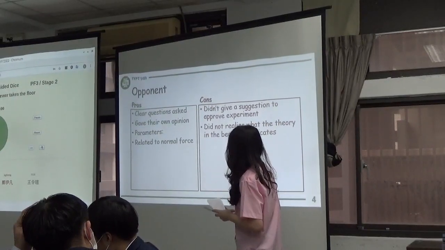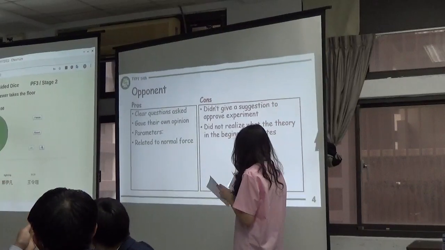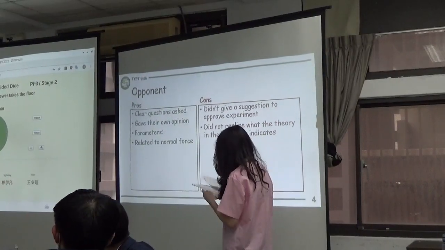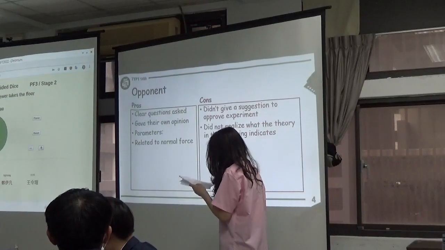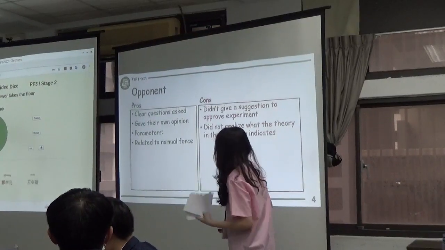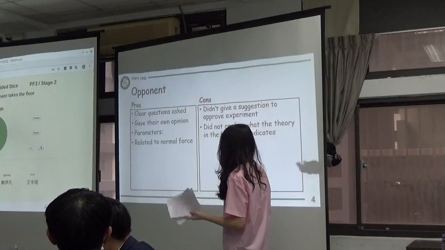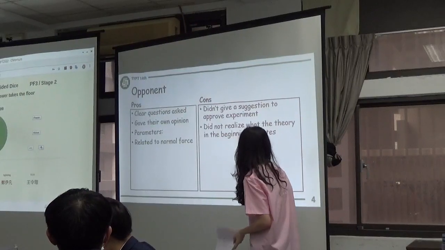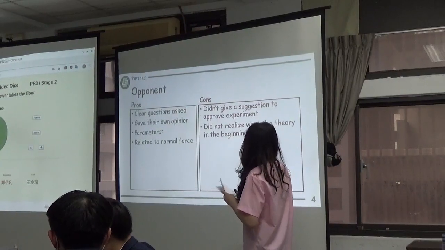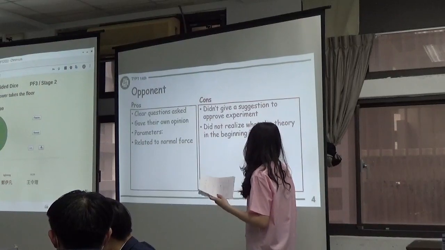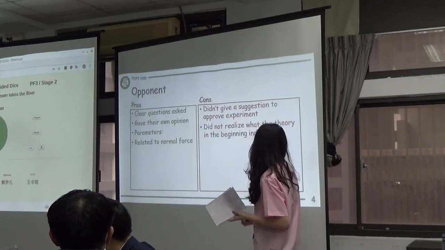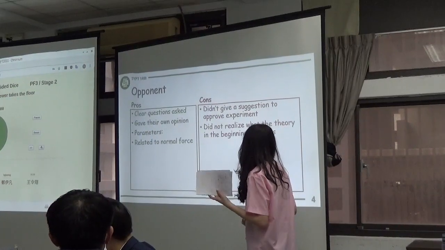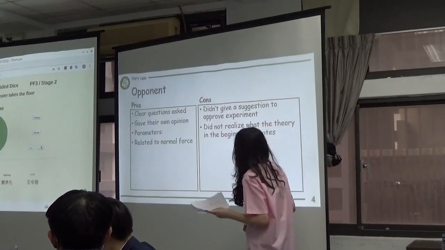He has a clear question asked, and he has asked about the weight of the dice and more variable about it can improve and the normal force. And here he also asked about many parameters and related the normal force. And cons is that he didn't give a suggestion to improve the experiment like his own opinion, and did not realize what the theory in the beginning indicated.